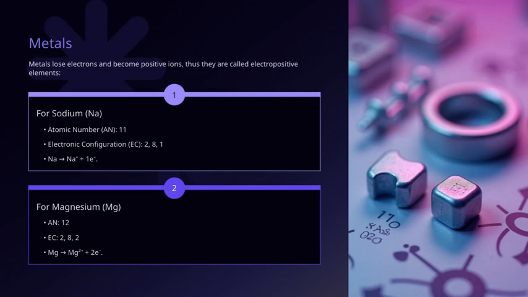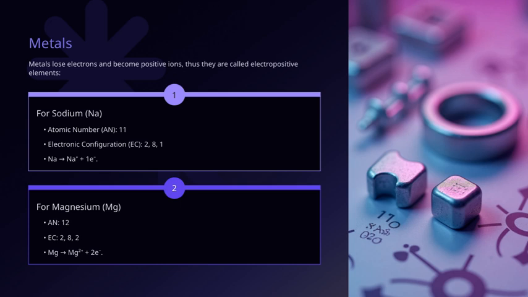Let's take a closer look at how metals like magnesium and sodium tend to lose electrons during chemical reactions. For magnesium, the reaction involves losing 2 electrons to form Mg2+. Its electronic configuration is 2-8-2, which means it has 2 electrons in its outermost shell. When it loses those 2 electrons, it becomes a stable Mg2+ ion.